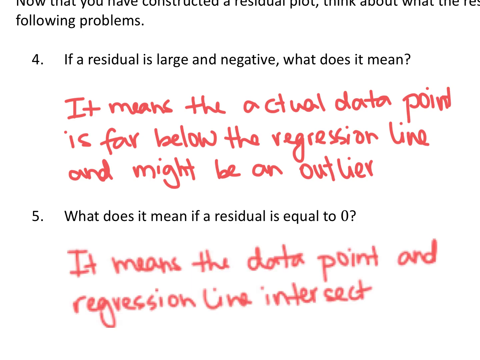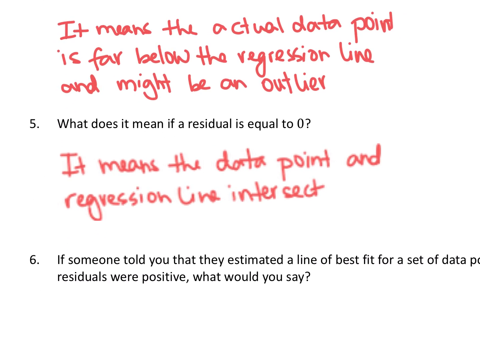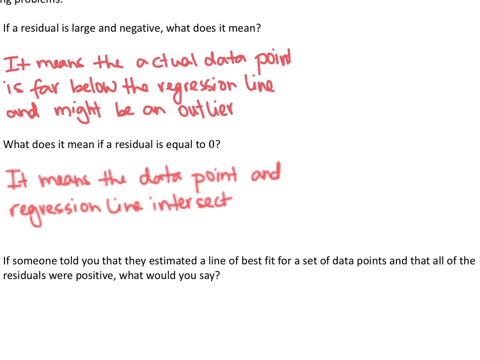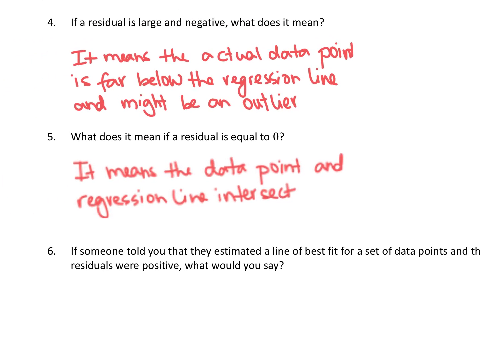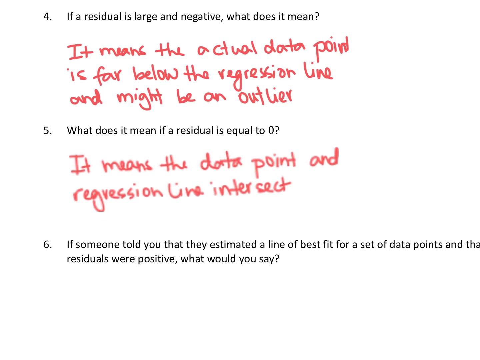Okay. Number 6. If someone told you that they estimated a line of best fit for a set of data points and that all of the residuals are positive, what would you say? Yeah, if all their residuals are positive, what does that mean? That means all the data points, the actual data points, are above the line of best fit.